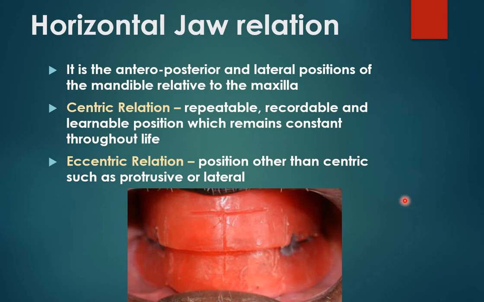Next is the horizontal jaw relation. In horizontal jaw relation, it is the anterior, posterior and the lateral position of the mandible related to the maxilla. Here, we record centric relation, which is a repeatable, recordable and learnable position, which remains constant throughout life. And why is this relationship very important? Because this is a bone-to-bone relationship. Apart from this, you also record the eccentric relation, that is a position other than the centric, in the form of protrusive and lateral records.